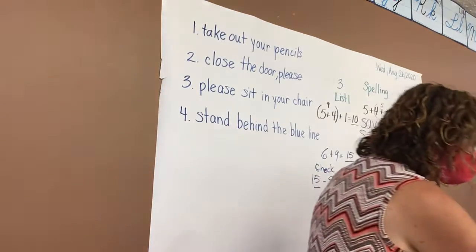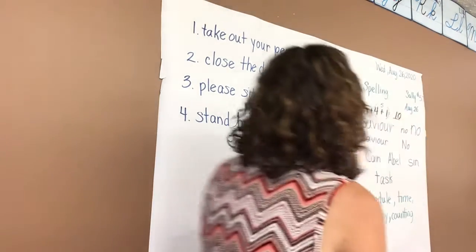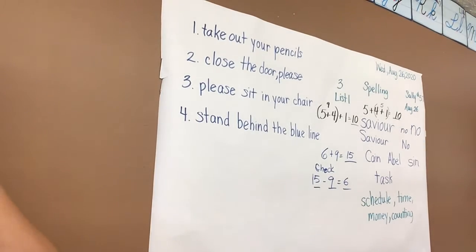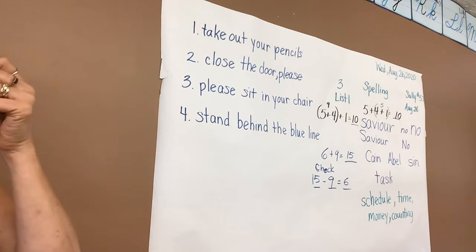All right, so let's look at the board right now. And we're going to do the sentence on the board with our proofreader marks, which I'm not going to get off the chart for. You guys know what they are. If you cannot see the board, you need to get where you can see the board. And do not crop up, please. Sit up. All right, first sentence says, take out your pencil.